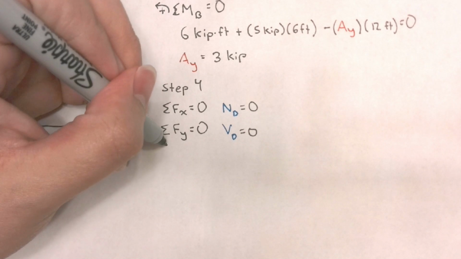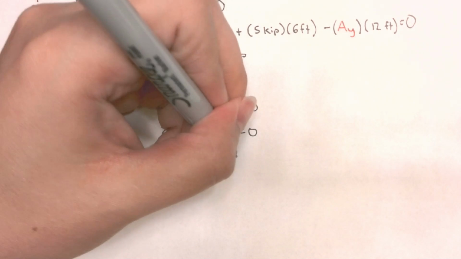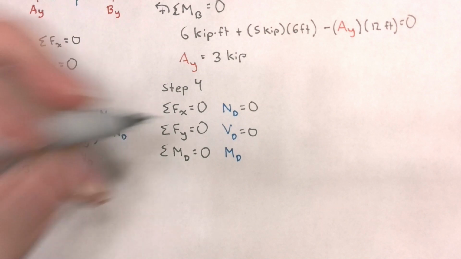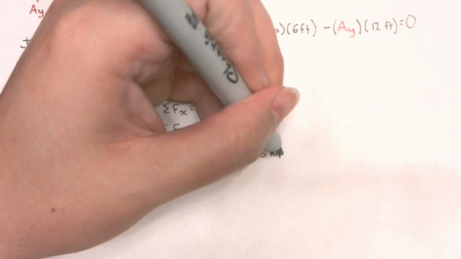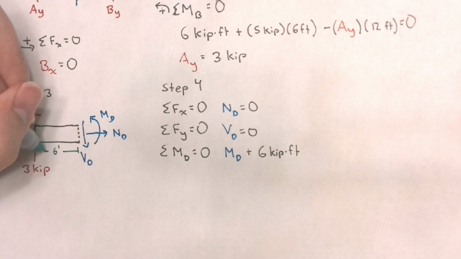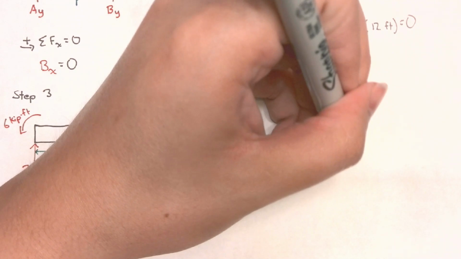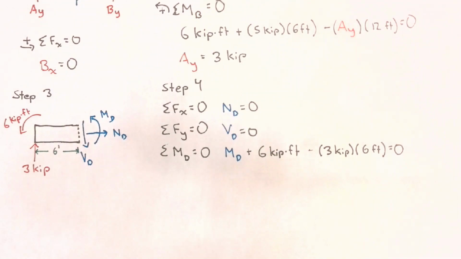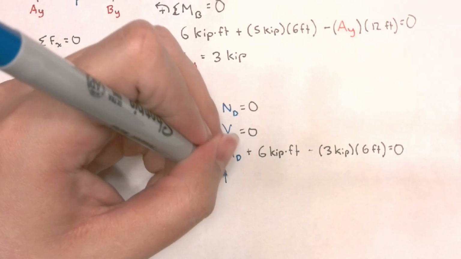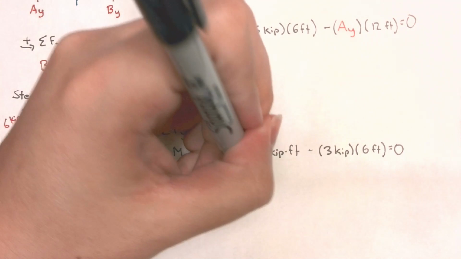And now, taking the sum of moments about point D, we'll find that the unknown moment at point D plus the 6 kips times feet, and minus, because we need to consider this force as well, minus the 3 kips that are acting at a distance of 6 feet from the point, should be equal to 0. We can now solve for our unknown bending moment, which should be equal to 18 kip feet minus 6 kip feet, or just 12 kips times feet.